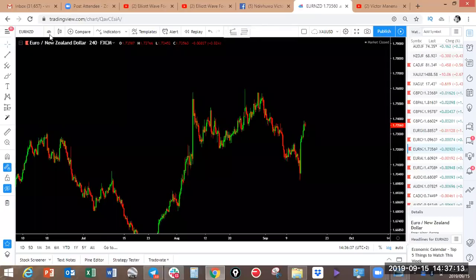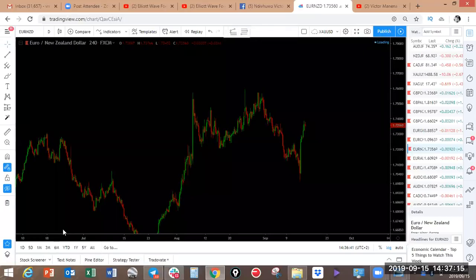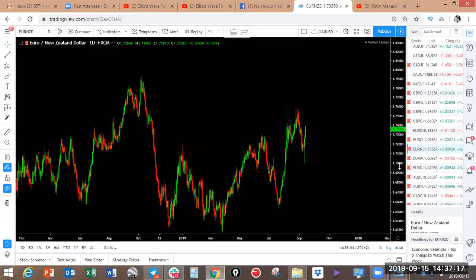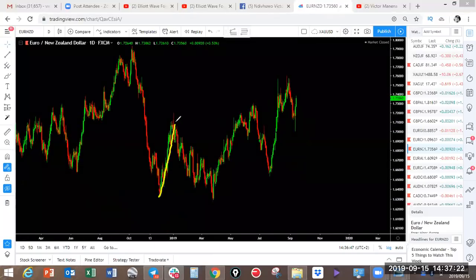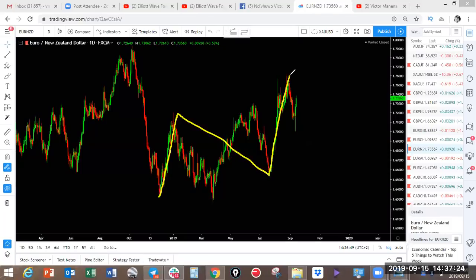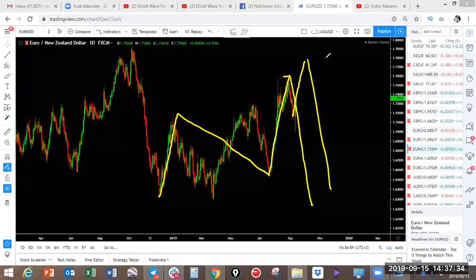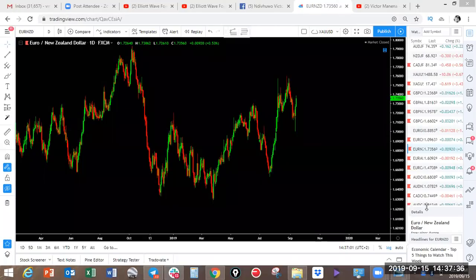Let's go quickly to the daily, just so you can see the structure that we were looking at on Euro New Zealand. I was expecting this to do this 1, 2, 3, and then a drop. Doesn't look like that drop is going to come as yet. This needs to push higher first. Even if you're going to get a drop, this must push higher and break the previous high before it comes down. So that's what you're going to be watching for on the euros. So strength on the euros short term.